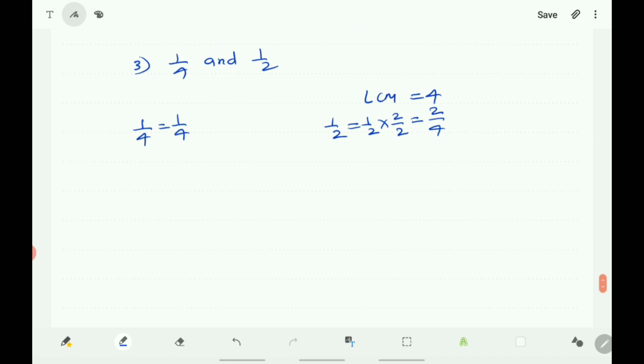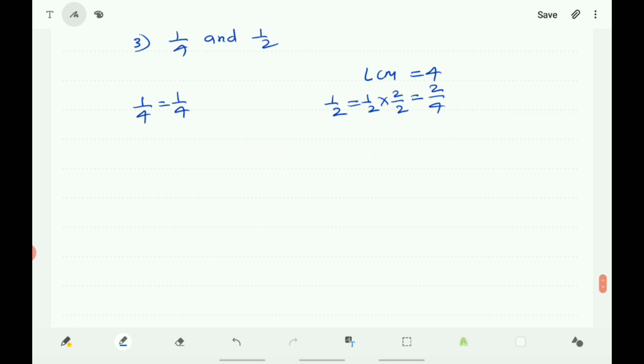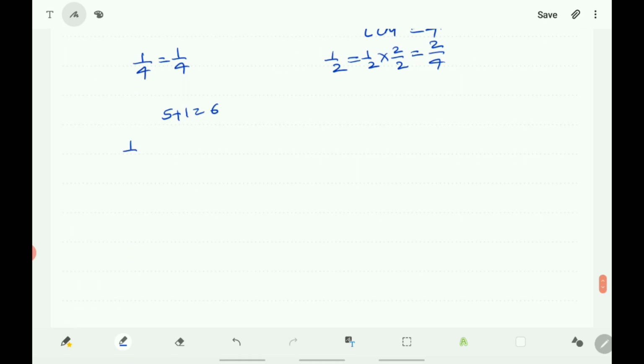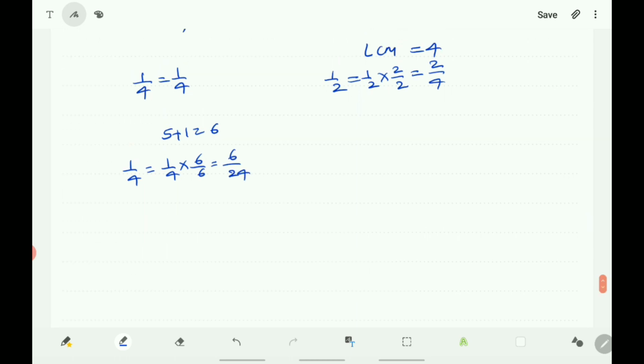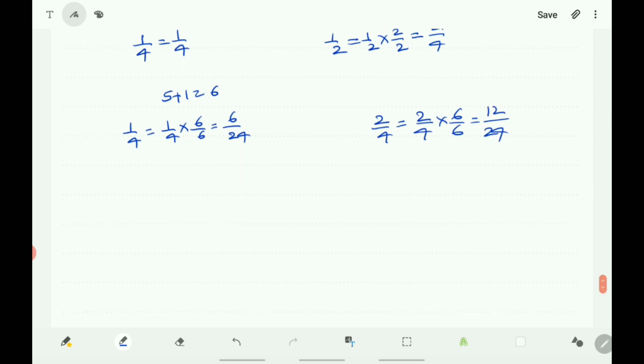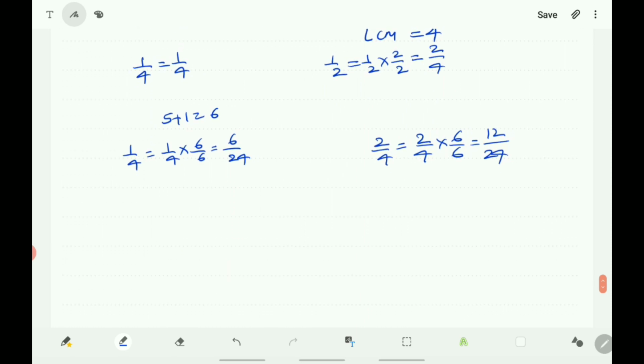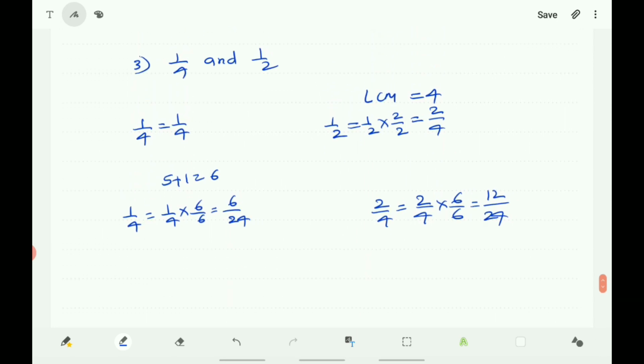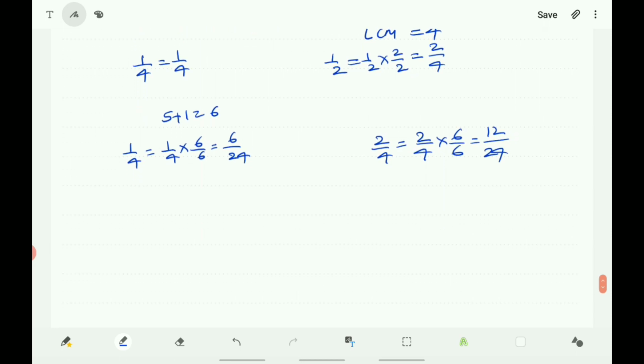Now the question is find 5 rational numbers between 1 by 4 and 1 by 2. That is 5 plus 1 is equals to 6. So you take 1 by 4 and 1 by 4 into 6 by 6, that is equals to 6 by 24. Next here 2 by 4, that is equals to 2 by 4 into 6 by 6, that is equals to 12 by 24. Now here you must find out 5 rational numbers between 1 by 4 and 1 by 2, that is between 6 by 24 and 12 by 24.